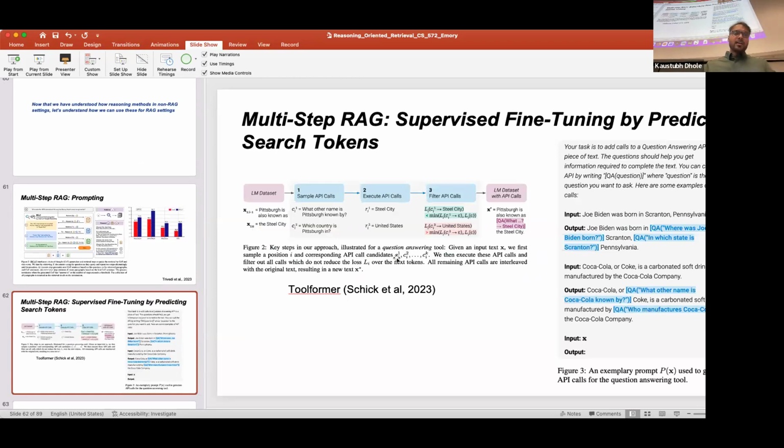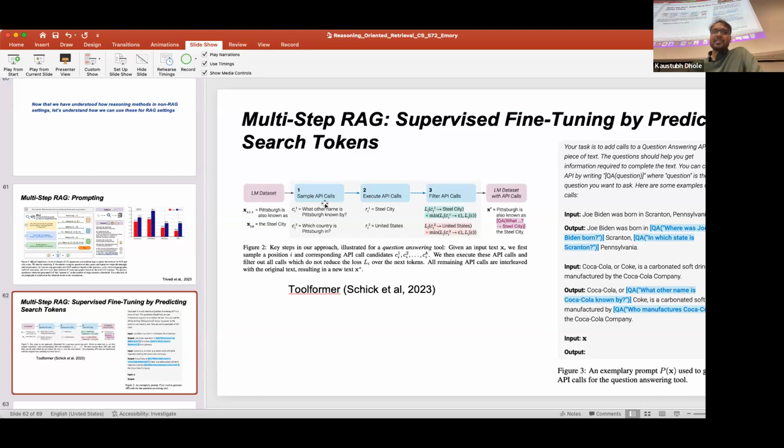Then there was also another line of work called Toolformer, which was basically a supervised fine-tuning approach by trying to predict search tokens. So here the task is that we are given a query and we need to make external calls in order to generate our final answer. So the Toolformer folks essentially created data in an interesting way, but this was a supervised fine-tuning approach.